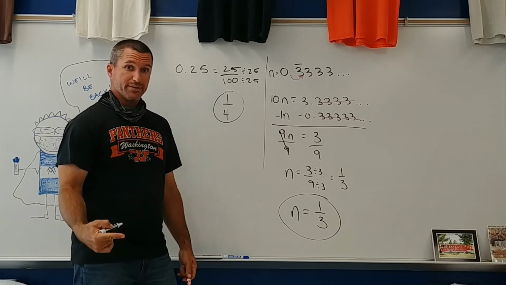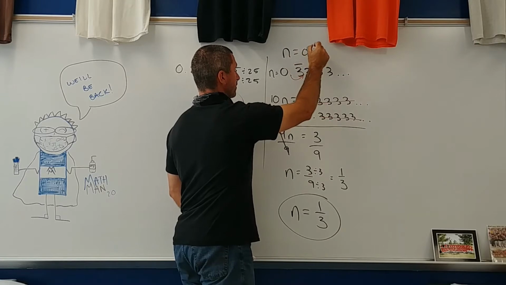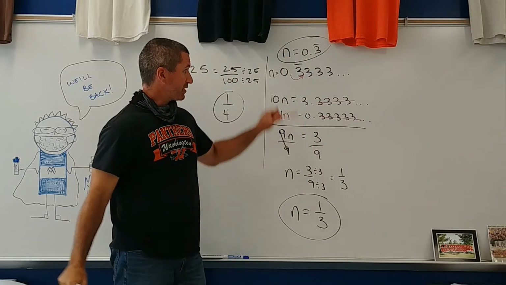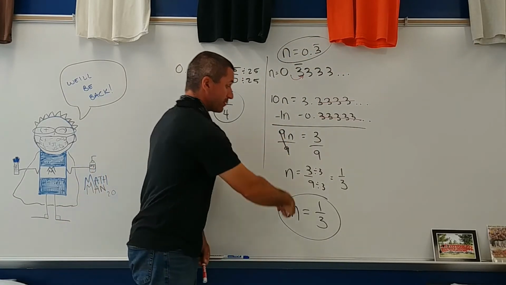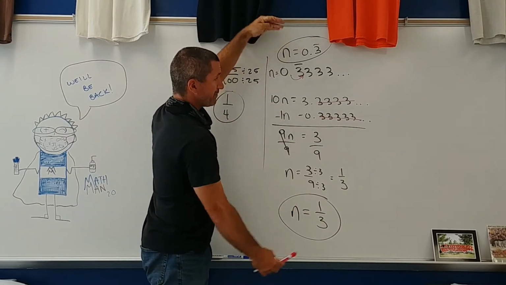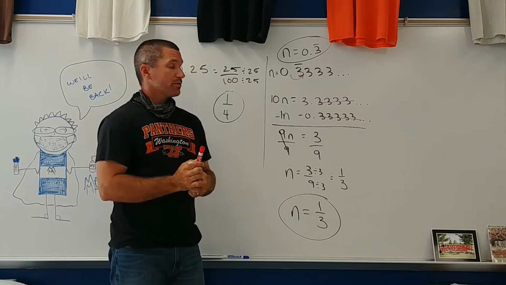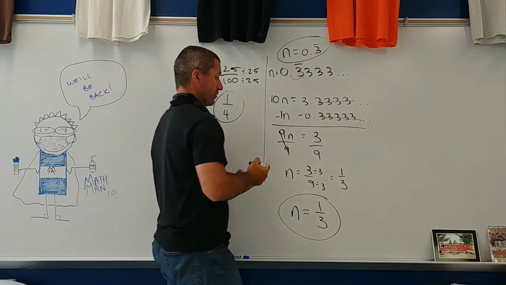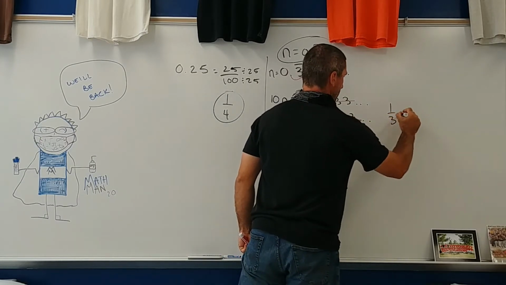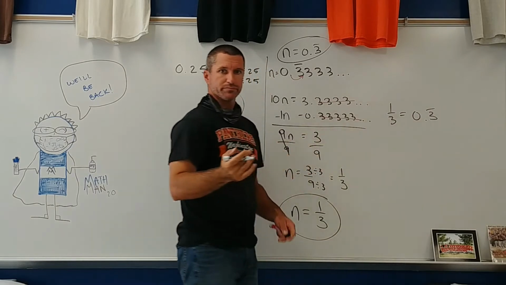Oh, but wait, there's more. If n equals 0.3 repeating, back at the beginning, which it did, and n equals 1/3, if n is equal to two separate things, they have to be equal to each other. That's called the transitive property. That's how that works. Okay. So I'm going to say that 1/3 equals 0.3 repeating. Because it's true. Because they both equal n.